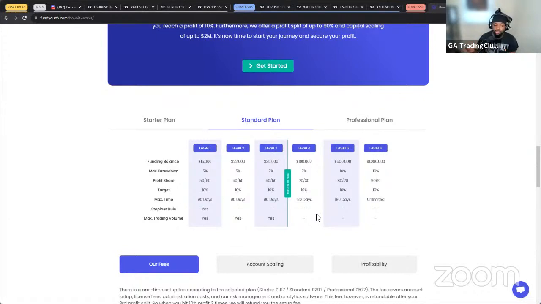But I think, especially for beginners, or even for you guys, if you guys are profitable, this should be an option. To be honest, it's not that expensive compared to other firms out there that offer instant funding.